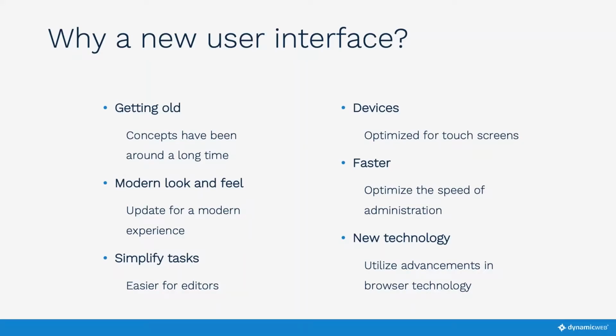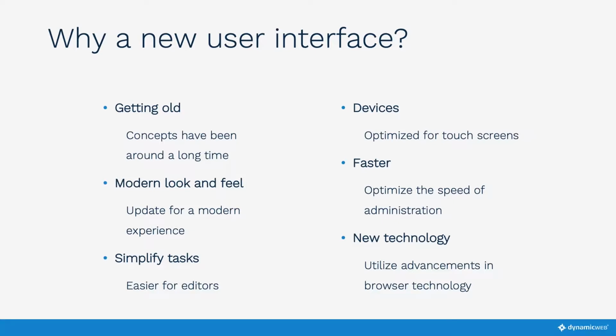So the first question when you completely overhaul a user interface is, well, why? Well, for one, it was getting a bit old. It was dated. Concepts have been around for a long time, so we wanted to make changes to them. We wanted to modernize it, and we also wanted to make sure that we were simplifying tasks. With that optimization, we wanted to optimize the overall look and feel to make sure that it works and fits on devices like tablets, and that it's also optimized for touchscreens, as I'll talk about in a couple minutes. We also wanted to make sure it was faster.